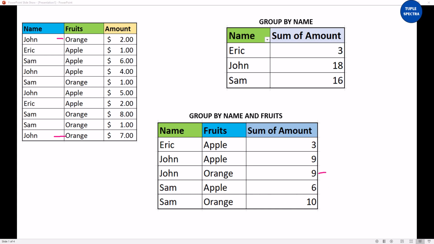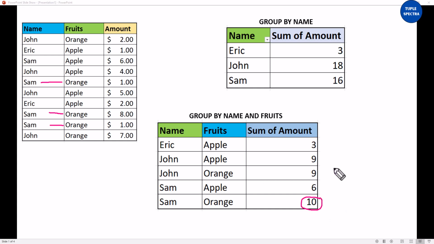Okay. What about Sam? Sam bought apple right here. I think that's the only place Sam bought apple. That is $6. And that is why we have $6 right here. Okay. What about Sam bought orange? Let us take a look. Sam bought orange here, here, and here. That is 1 plus 8 is 9. 9 plus 1 is 10. That is why we have 10 right here.